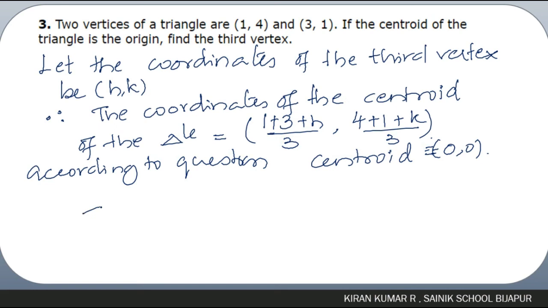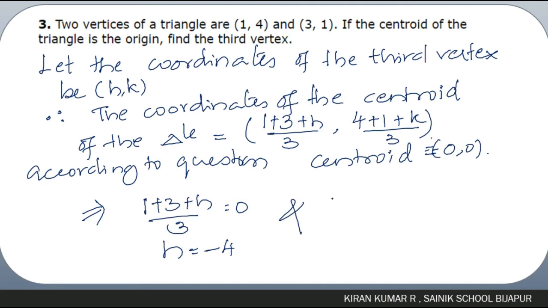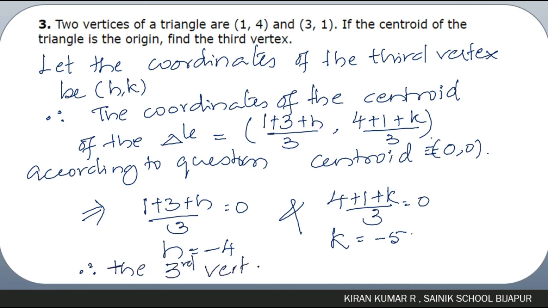This implies that 1 plus 3 plus h divided by 3 equal to 0, we get the value of h as negative 4, and 4 plus 1 plus k divided by 3 equal to 0, we get the value of k as negative 5. Therefore, the third vertex of the triangle will be negative 4 comma negative 5.